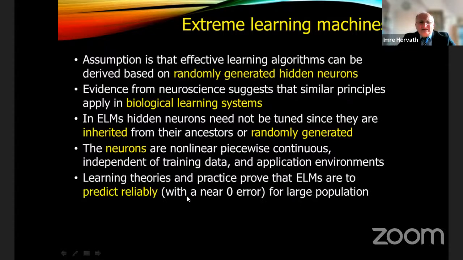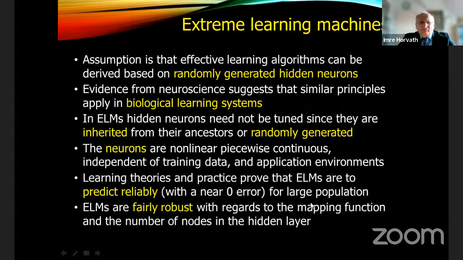Learning theories and practice prove that extreme learning machines are able to predict reliably with a near zero error for large populations when you have a large amount of training data. Extreme learning machines are fairly robust with regard to the mapping function and the number of nodes in the hidden layer.